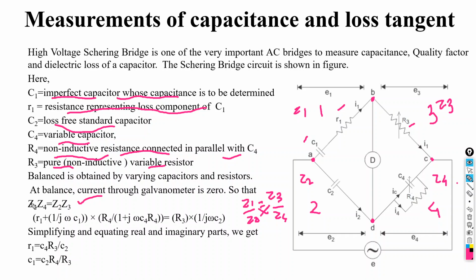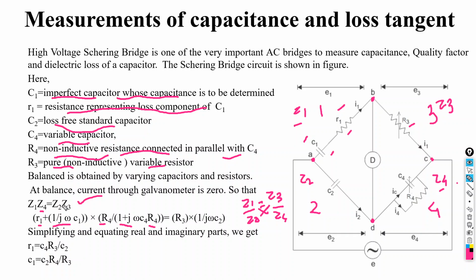Here Z1 is the impedance of the first arm. In the first arm we have a capacitor C1 and the small resistance R1, so its impedance is represented as R1 plus 1 by j omega C1. Then it is multiplied with the impedance Z4, which is the impedance of the fourth arm. It consists of a parallel combination of C4 and R4, so its impedance is represented as R4 divided by 1 plus j omega C4 R4.